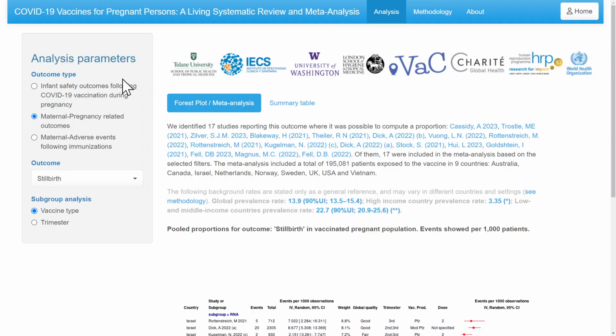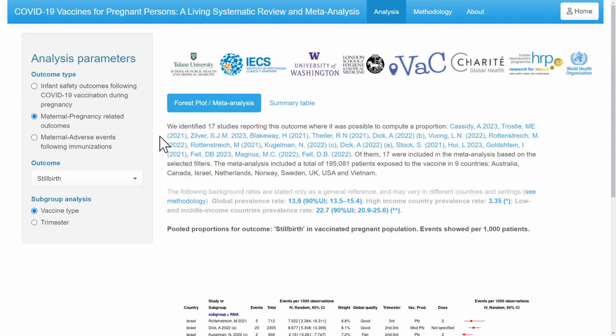In this simple guide, we'll explain how to understand the key findings about the effects of COVID-19 vaccines on pregnant women and their babies. These findings are based on an ongoing review that collects and analyzes new information as it becomes available. The review focuses on 3 groups of outcomes after vaccination: short-term side effects in mothers, the outcome of the pregnancy, and the health of the newborns.